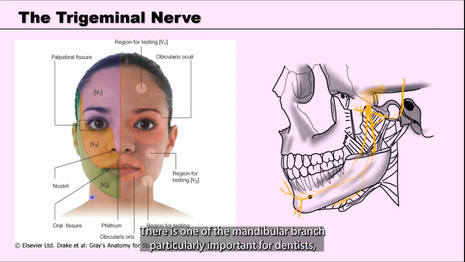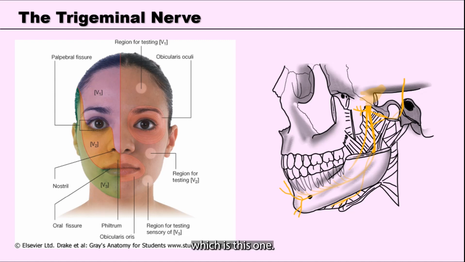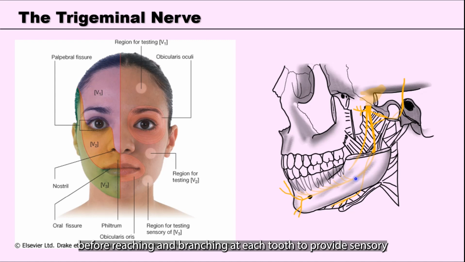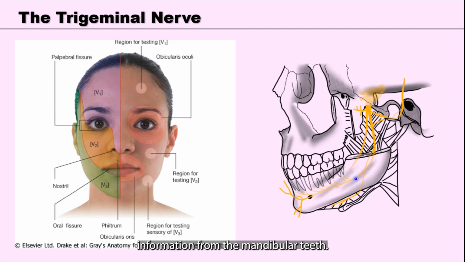There is one nerve of the mandibular branch particularly important for dentists, which is this one. This is the inferior alveolar nerve, and it travels through the mandibular foramen before reaching and branching at each tooth to provide sensory information from the mandibular teeth.